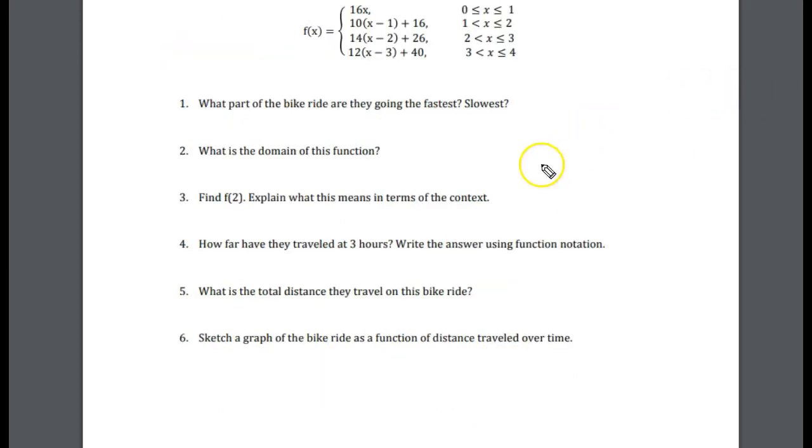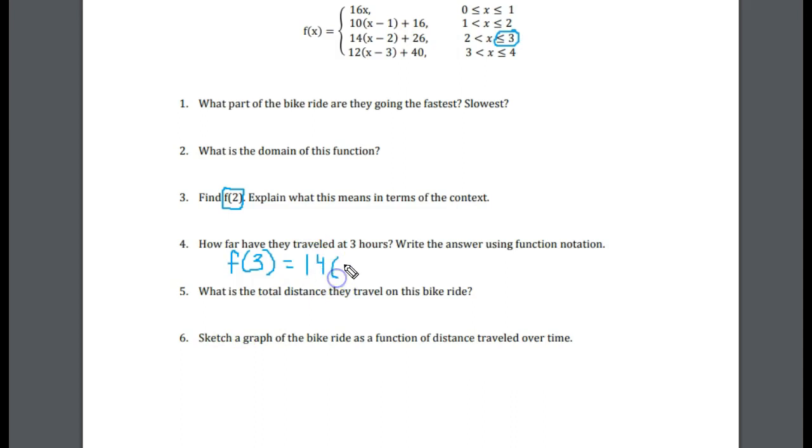How far have they traveled in 3 hours? Write the answer using function notation. So function notation would be something similar to this. I want to find f of 3 because hours is the input. Just as we previously had to, we need to figure out which equation we would actually use for that. I see a 3 here and I see a 3 here, but this one doesn't equal, and this one does equal, so it's the third equation.